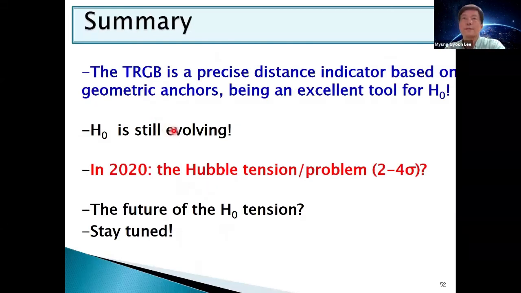So in summary, the TRGB is a precise distance indicator based on geometric anchors, being an excellent tool for H0. The value of H0 is still evolving. As of today, the Hubble tension is, I think, between 2 and 4 sigmas. For the future of the H0 tension, we need to work further. So stay tuned.